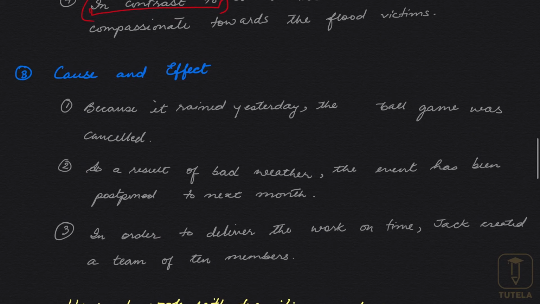Let's take a look at examples of cause and effect. Because it rained yesterday, the ball game was cancelled. Now, here, "because" indicates a cause and effect relationship, right? Same thing goes with "as a result of bad weather, the event has been postponed." Take a look at the third one. In order to deliver the work on time, Jack created a team of 10 members. So the ideas and the use of these transition words is clearly stated through these examples.